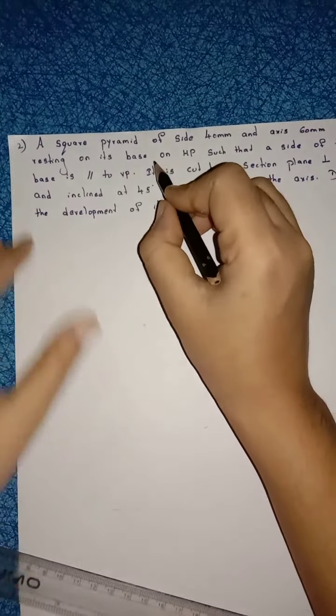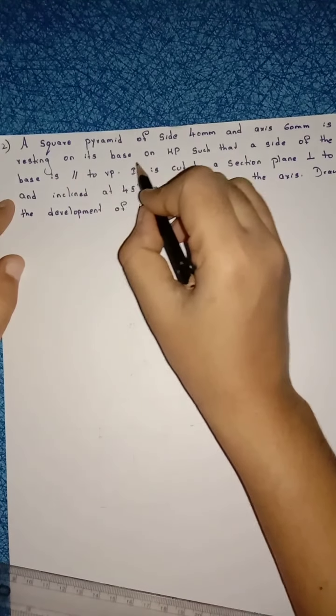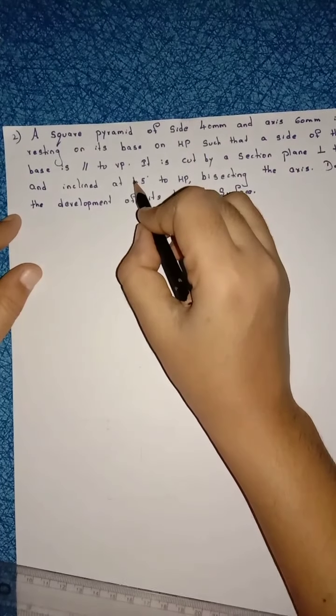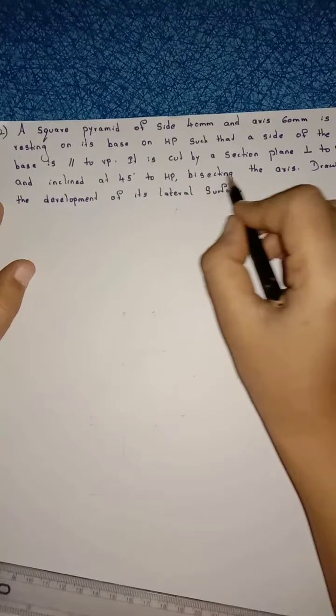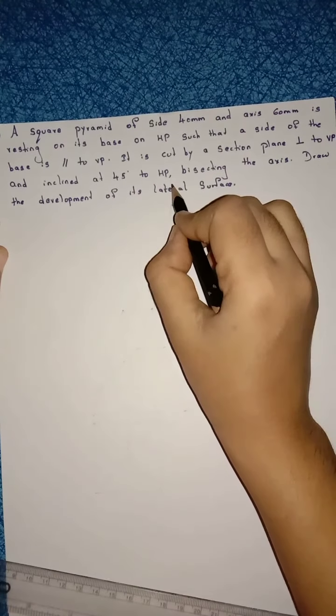A square pyramid of side 40 mm and axis 60 mm is resting on its base on HP such that a side of the base is parallel to VP. It is cut by a section plane perpendicular to VP and inclined at 45 degrees to HP, bisecting the axis. Draw the development of its lateral surface.